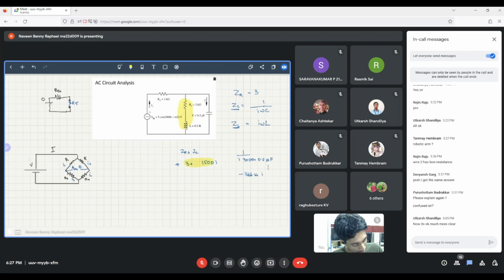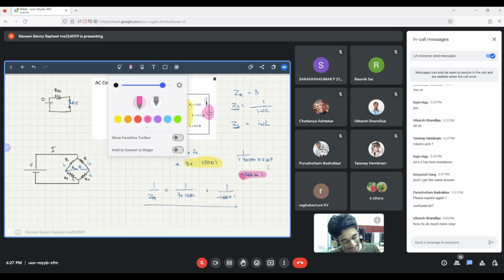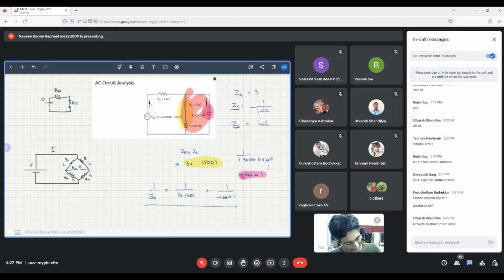And now we have the net impedance of this is this, the net impedance of this is this, and these are clearly in parallel. So you can have the same equations as before. So 1 by (3 plus 1500 i) plus 1 by (minus 66666.6 i). 1 by Z equivalent is equal to this. And you can find the equivalent impedance of the entire thing, and then you add the resistance.